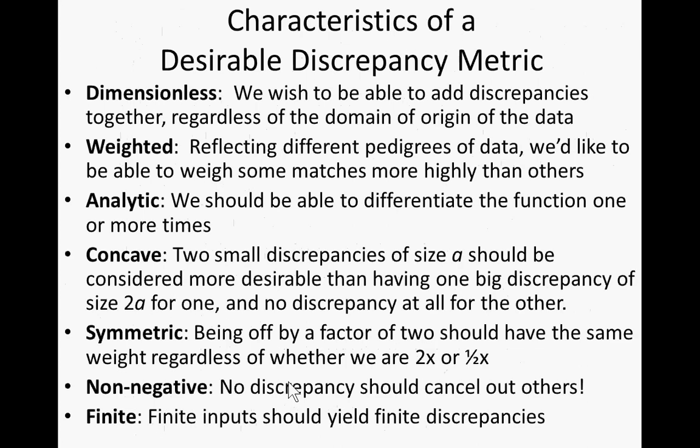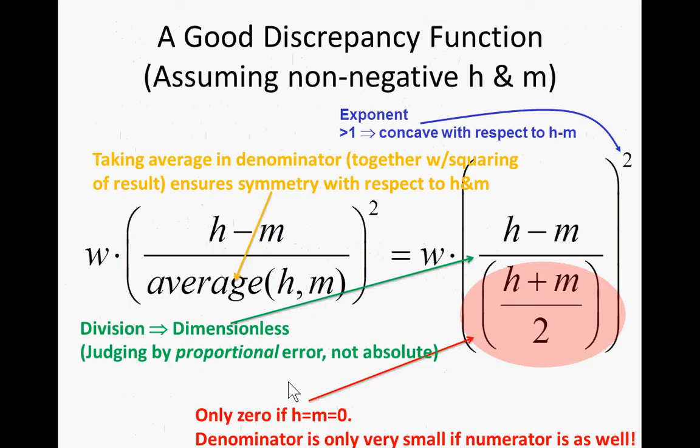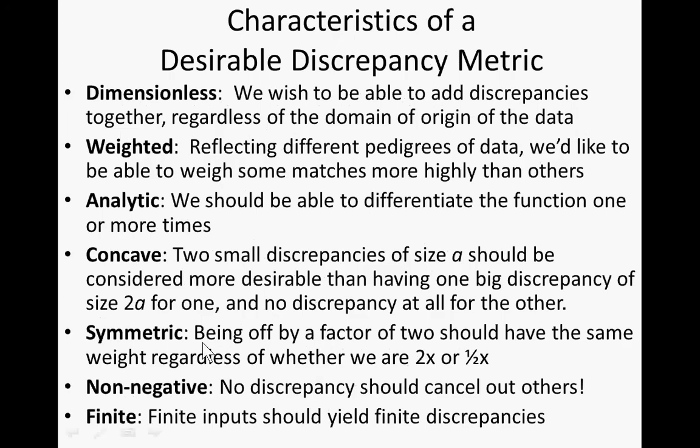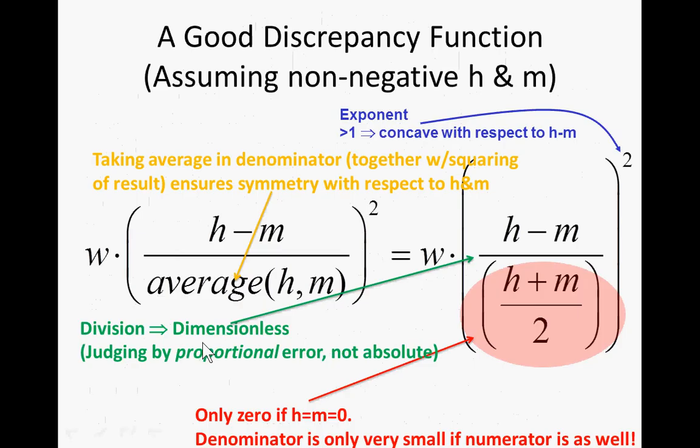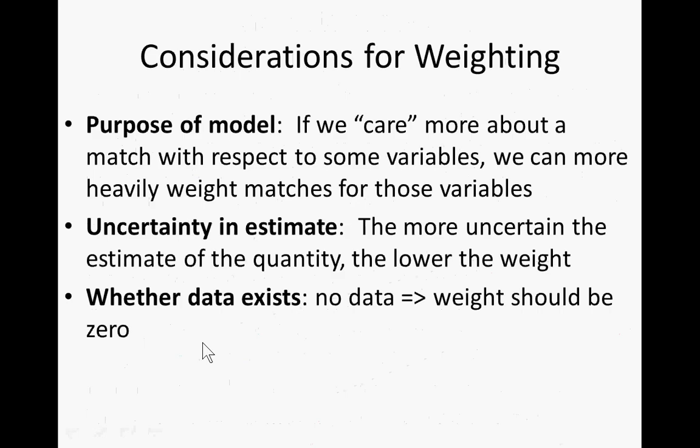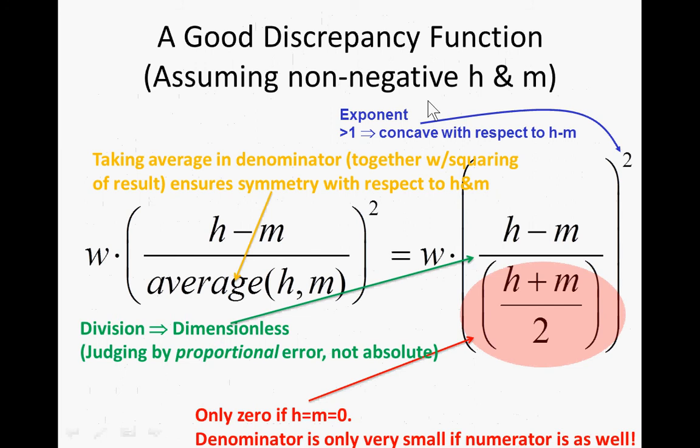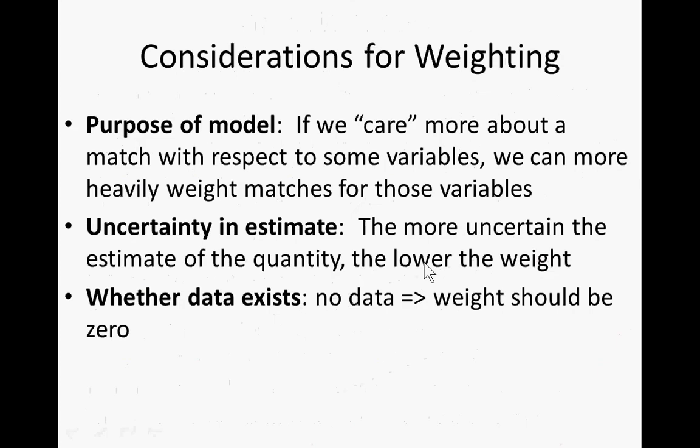And I've done some writing on this, on characteristics of a desirable discrepancy metric. And there's a variety of technical reasons. We like one that has some good properties associated with it. And this is one suggestion for one. Basically, you have a historic value, some model predicted value, and if these are non-negative, you can divide by the mean of the two, the average of the two, and you square it to make it concave, so it prefers two small errors rather than matching one thing exactly and having a big error for the other one. And you can have a weight in front of it to weight the importance of the statistical reliability of that particular data.